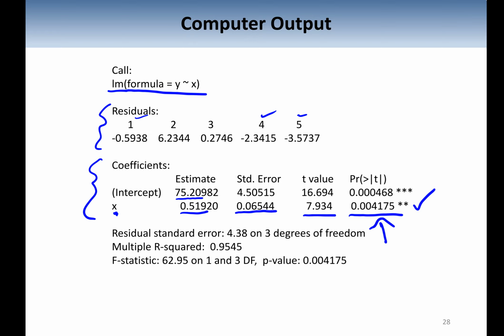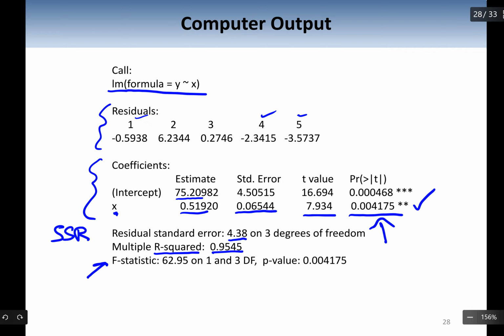So residual standard error, that's the SSR residuals. We calculated that as being 4.38 on 3 degrees of freedom because we divided by 3 under the radical. They call it here multiple R squared, but it's our R squared, our coefficient of determination, 0.9545, so that was the same as what we got.